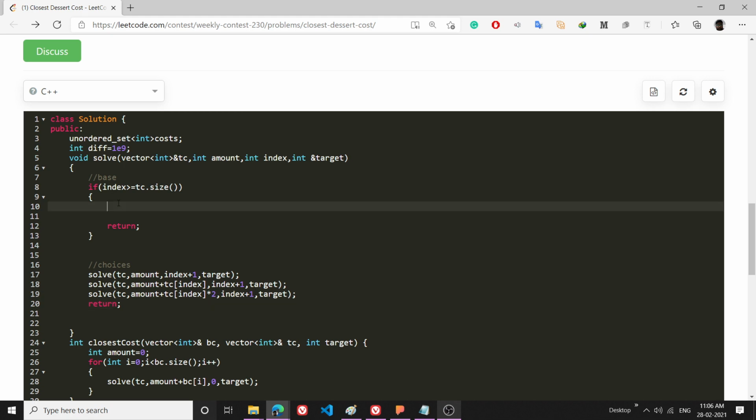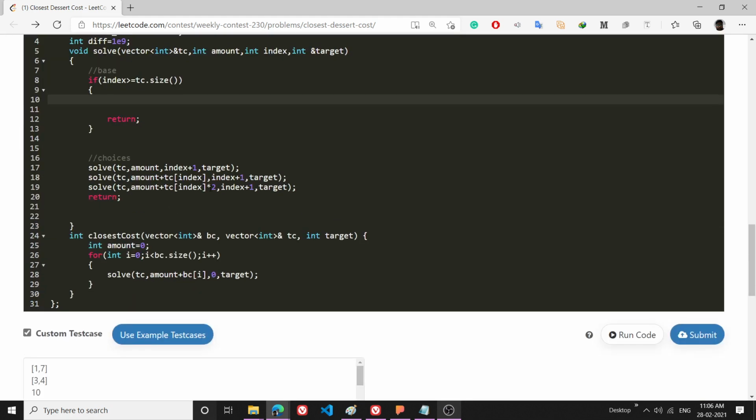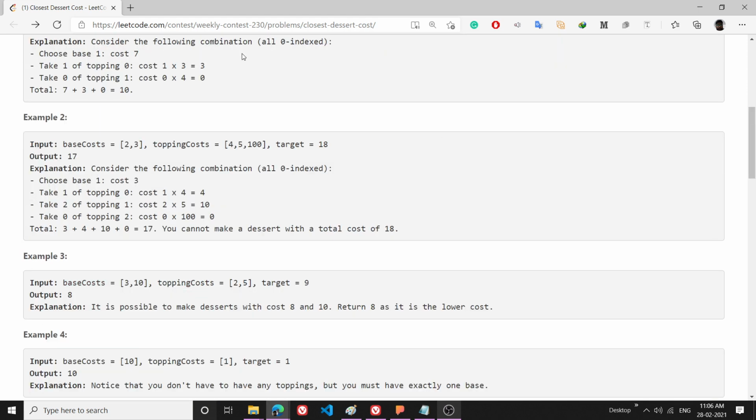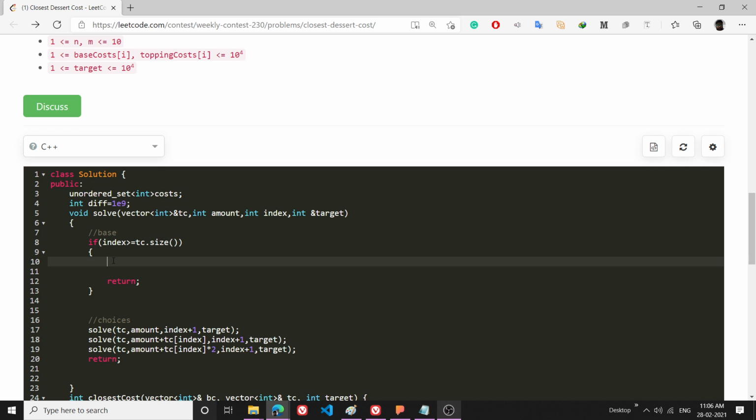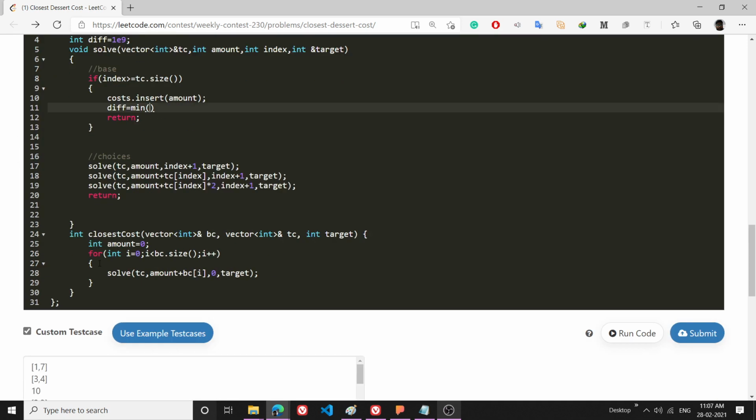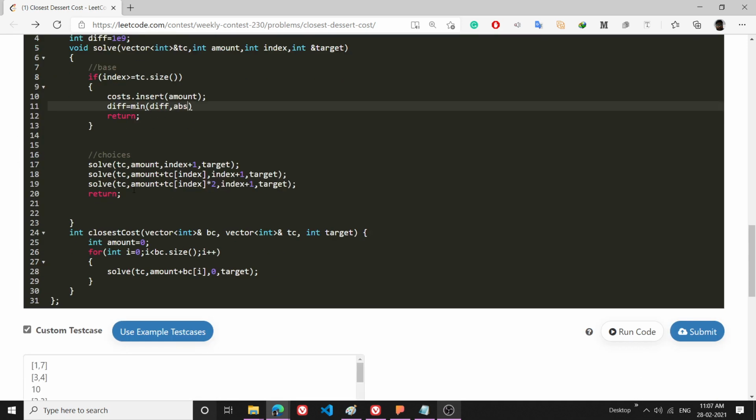So what is my base condition going to be? After making all these choices, I will cross the topping vector, and once I have processed all the topping prices and all the combinations, I will store the amount that I have arrived at into my costs unordered set. So costs.insert(amount), and I will also update my difference, which tracks how close my amount is to the target. That will be difference equal to the minimum of difference, comma absolute of amount minus target.